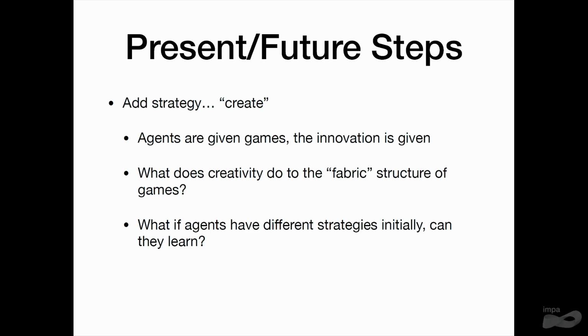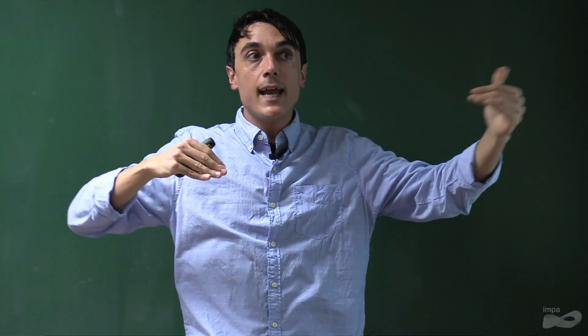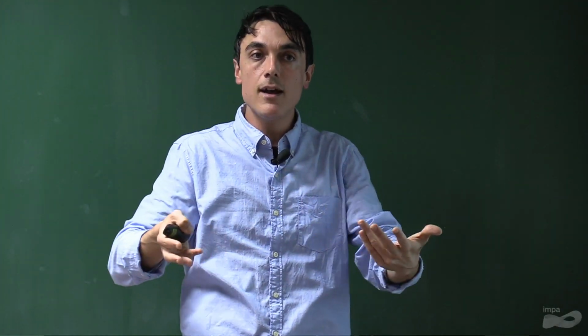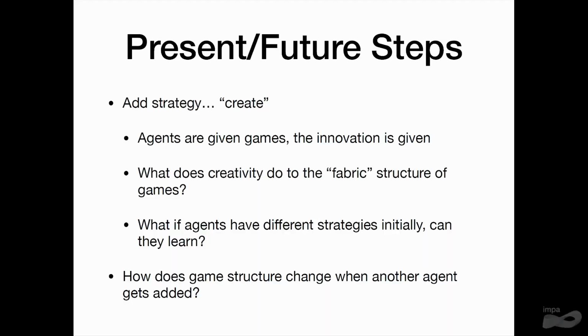What if agents have different strategies initially? Can they learn each other's strategies? So in creativity, I'm going to solve a problem with my friend. I have my areas of expertise, my friend has their areas of expertise. Can I learn some of their strategies? Can I incorporate them into my action set? And what if another person comes into the game? So what was a 2-person game becomes a 3-person game. How does this new person being there change the structure? What new possibilities are afforded from this introduction?